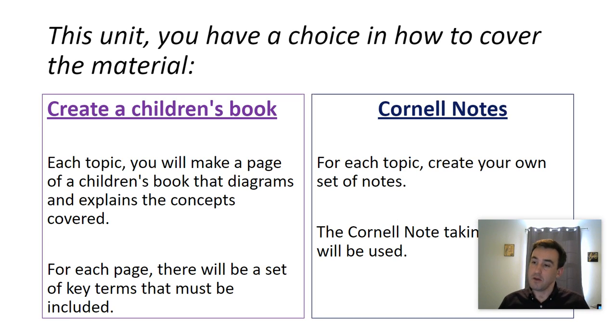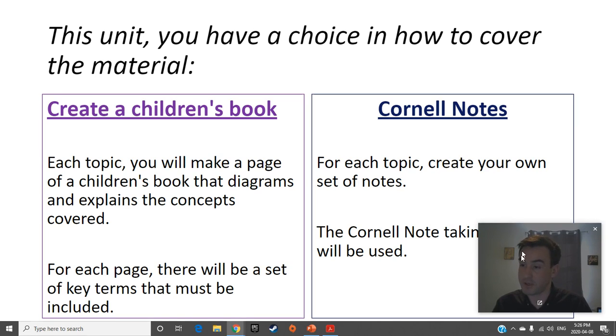So for the children's book, I'm going to give you a diagram or a picture that you need to draw out, and then you need to describe what's going on in the picture using the key terms from the textbook. So it's real easy. Draw a picture. Tell me what is going on in the picture using the key scientific terms from the textbook.